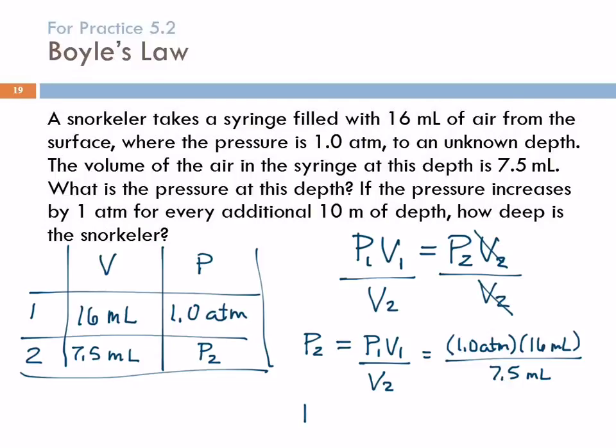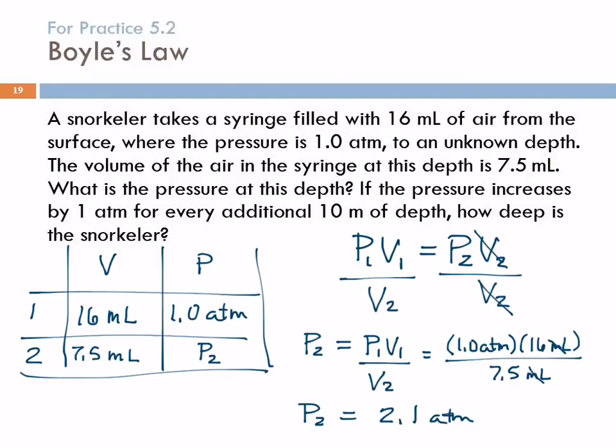So the pressure there is 2.1 atmospheres. When I look at these units, milliliters cancel out, and I'm left with a unit of atmosphere. I rounded it to 2 significant figures because all of these numbers have 2 sig figs. So that's the answer to the first question. Do you guys have any questions?